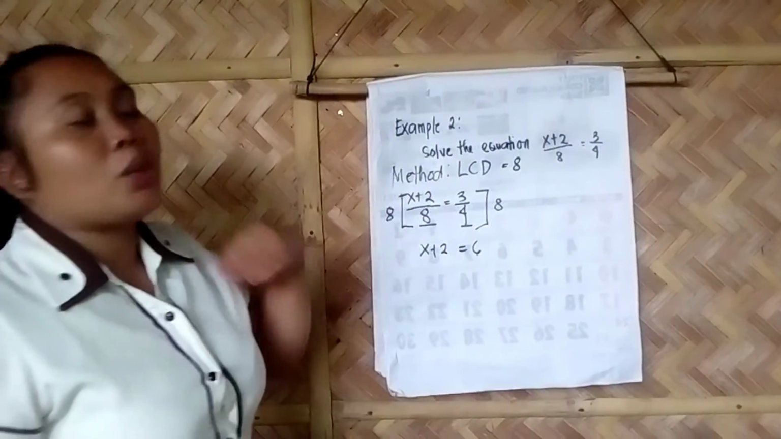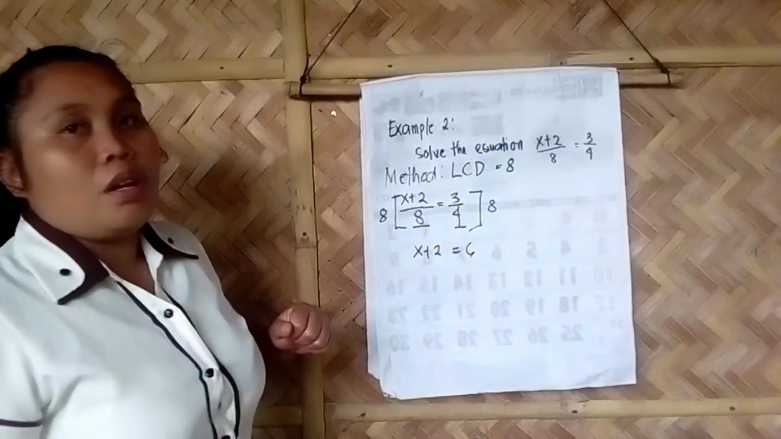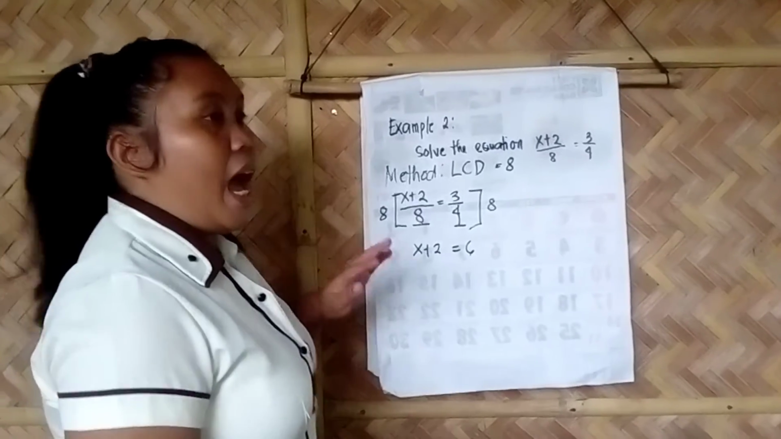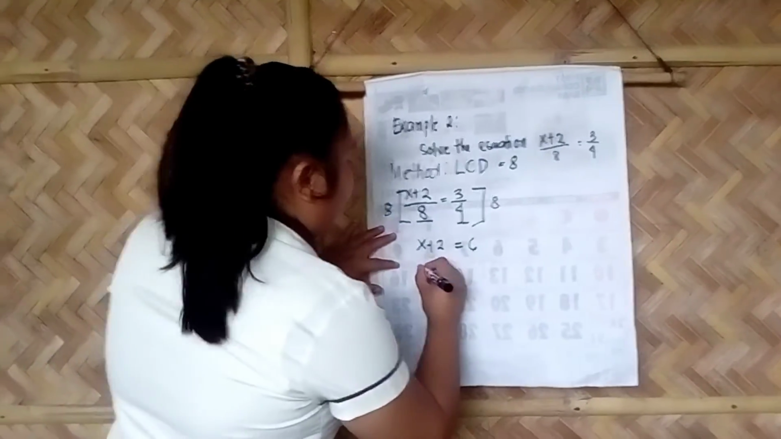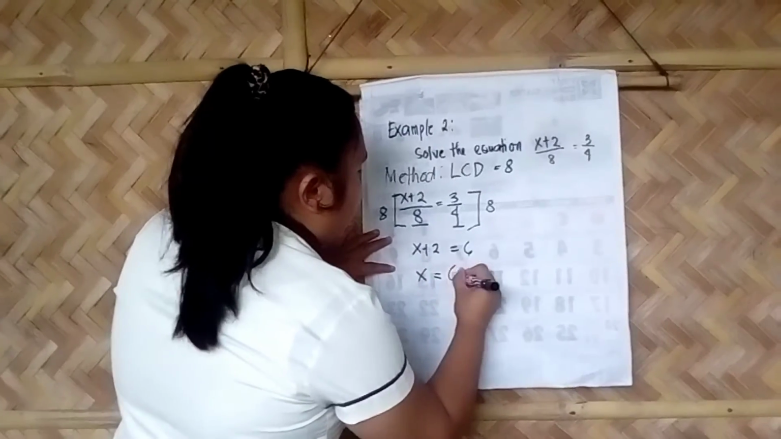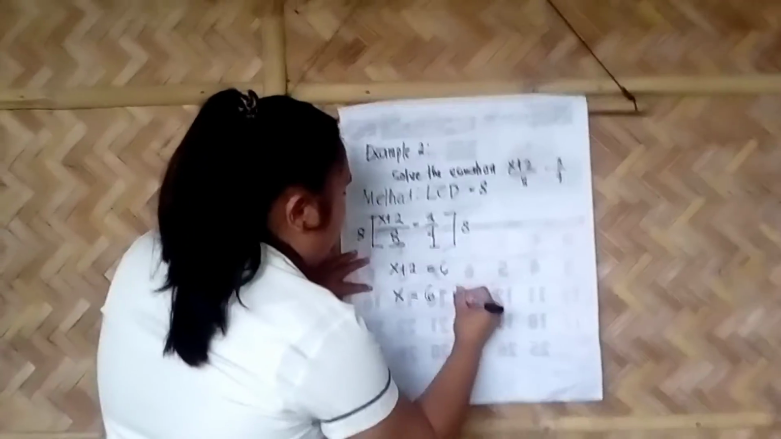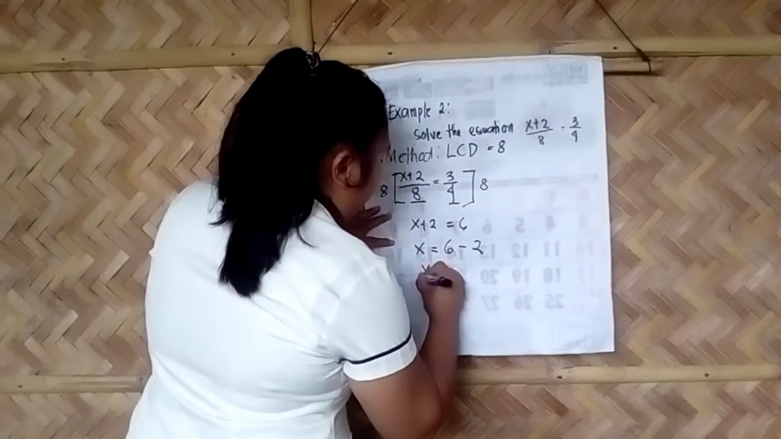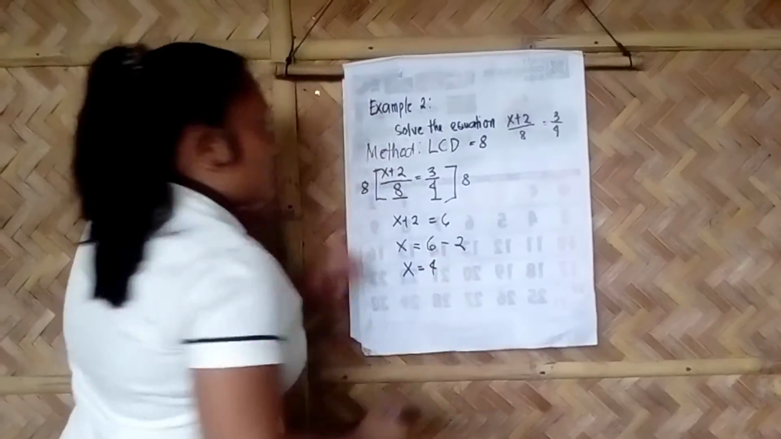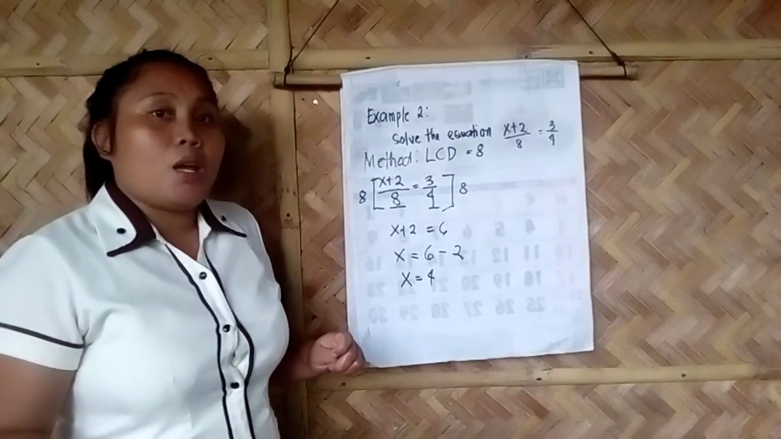Now, what are we going to do? Let's use the additive property of equality. So it will become x equals 6 minus 2. So the answer is x equals 4. That is the LCD method.